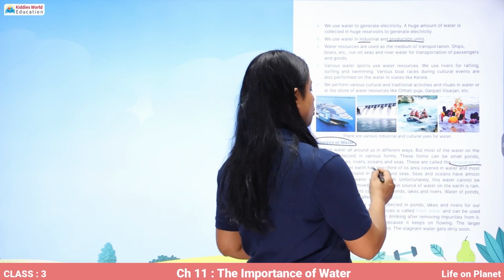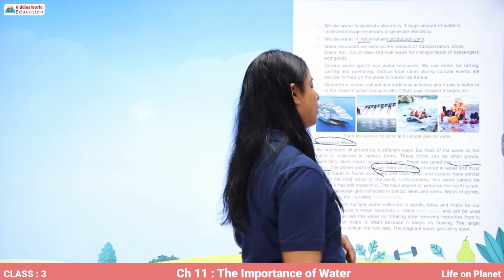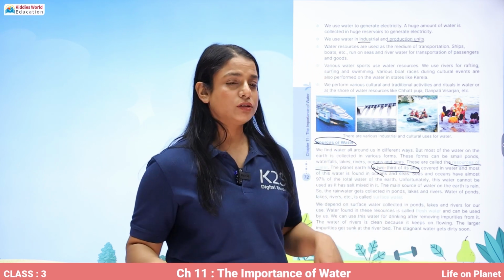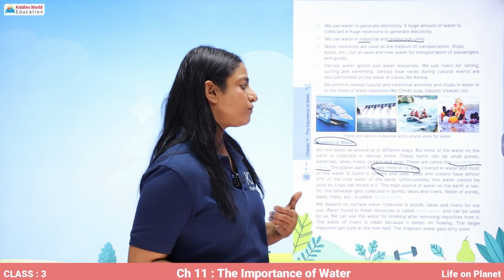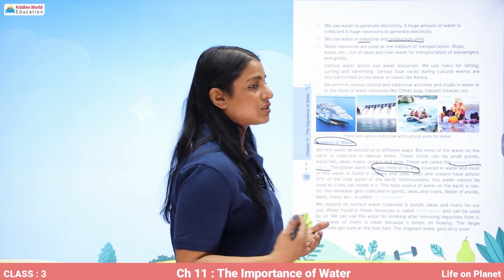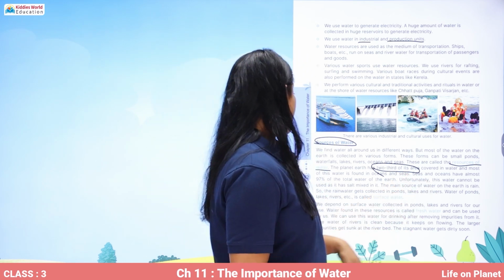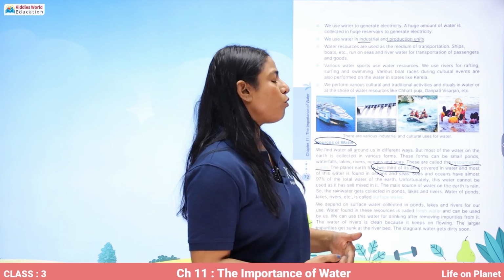Planet Earth has two-thirds of its area covered in water. Two-thirds, or 70%, of the earth is covered in water. That's why it appears blue also. And most of this water is found in oceans and seas.